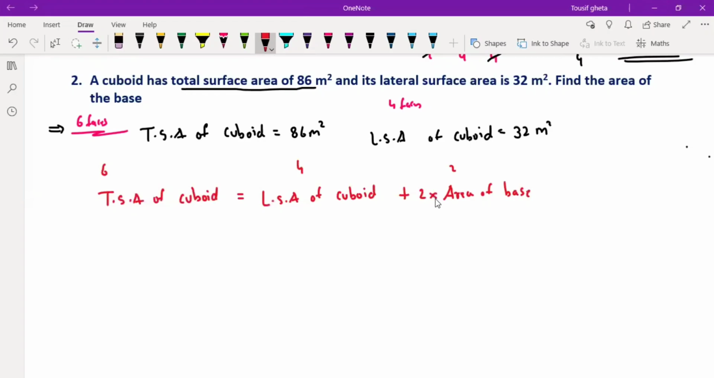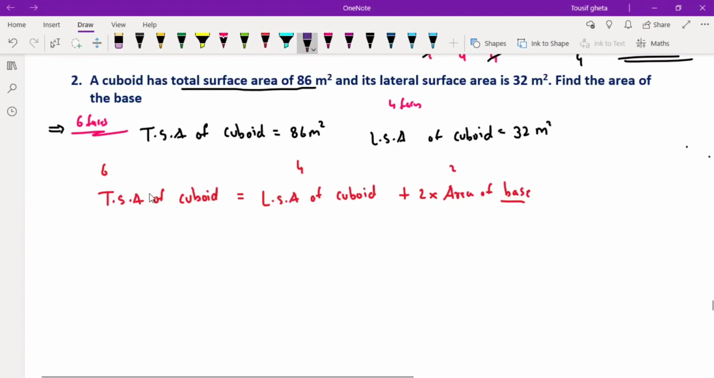Okay, why am I going to multiply it by 2? Because the area of the base and the top of the cuboid will be the same. So the area is the same, so I am going to multiply it by 2. Why am I considering only the area of the base? Because that is what the question is asking us to find out. Right? So I just wrote the area of the base and multiplied it by 2. Why am I multiplying by 2? Because the area of the base and the area of the top of the cuboid will be the same, because both base and top have the same dimensions. So the area also is going to be the same.